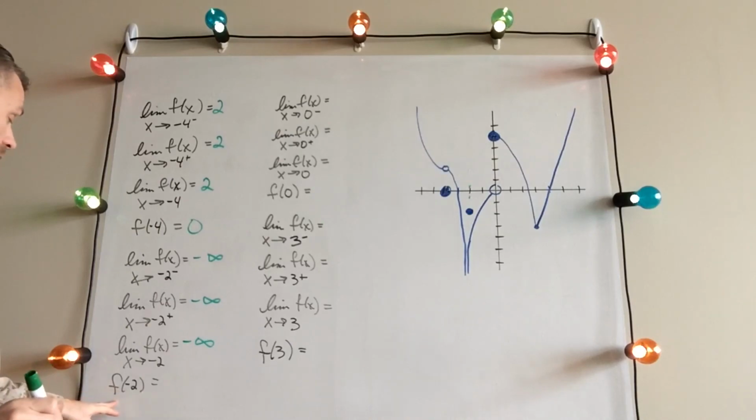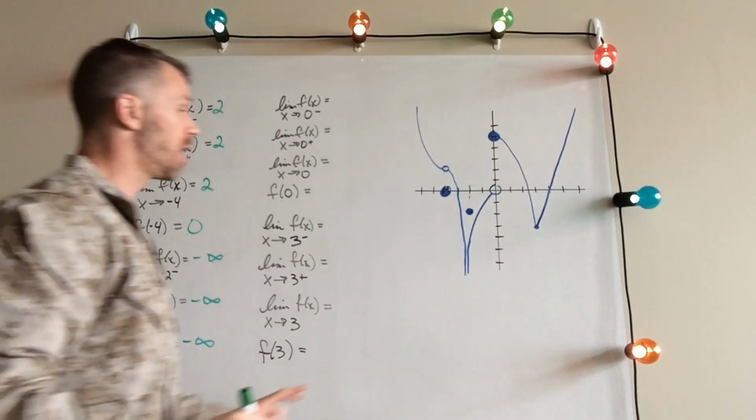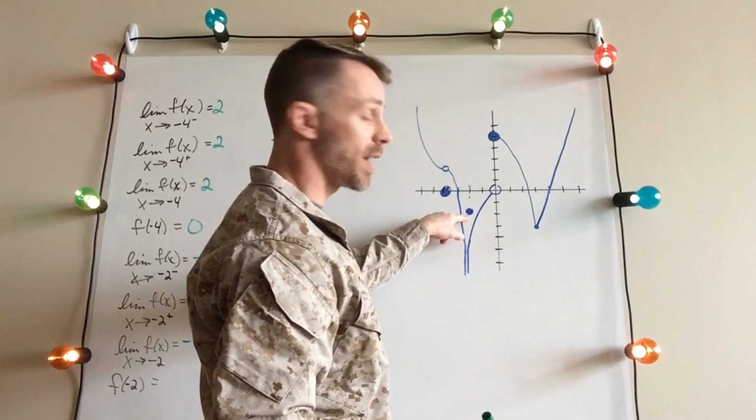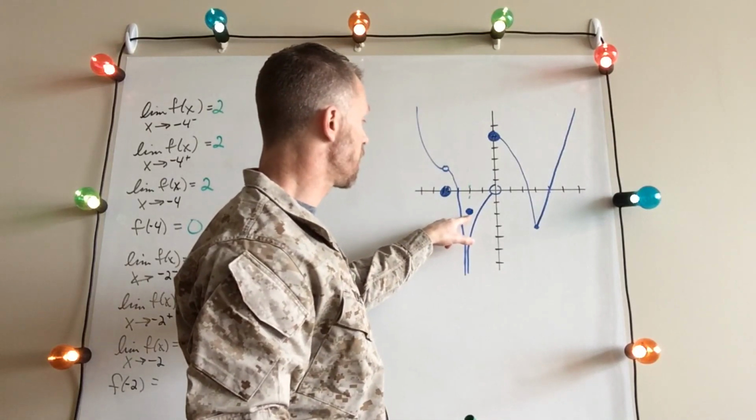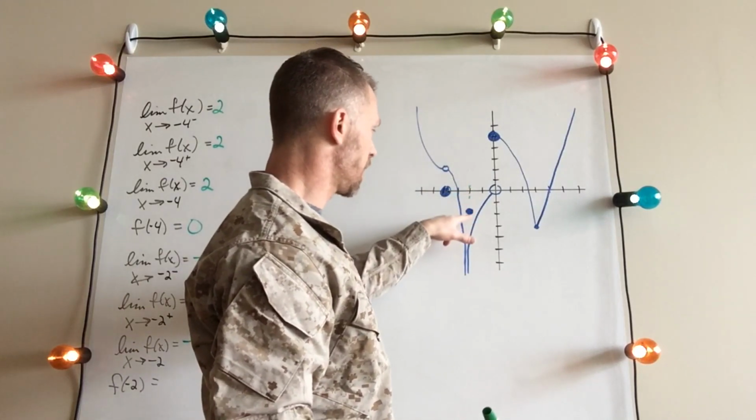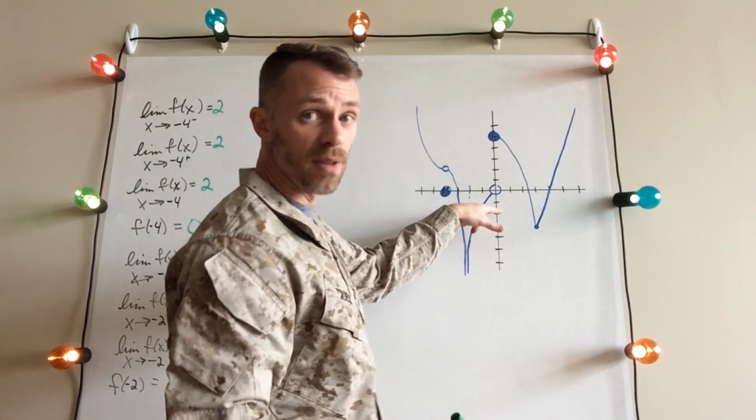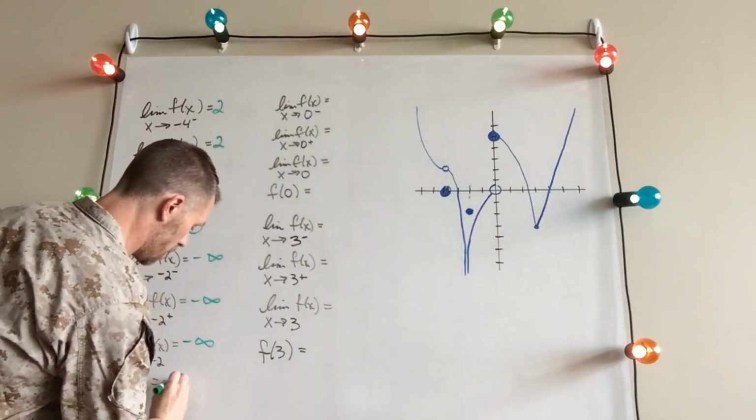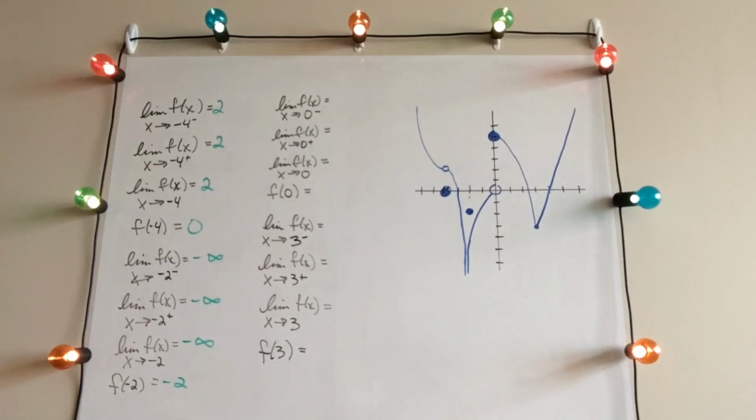What's the value of the function at -2? The value of the function at -2, we do have that dot right in there. That dot at x equals -2 is also at the y value of -2. So the function is equal to -2 when x is -2.